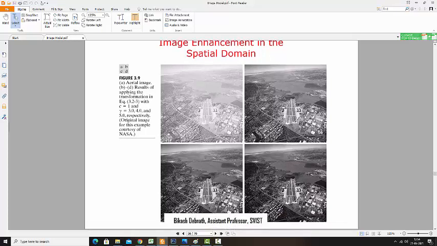Here a sample has been given, which I mentioned on the last day also. A NASA picture was taken many days back. First the image appears like this. Now as the gamma is increasing to 3, 4 and 5 respectively, we see that the image is becoming more and more darker. These are the importance of image processing.